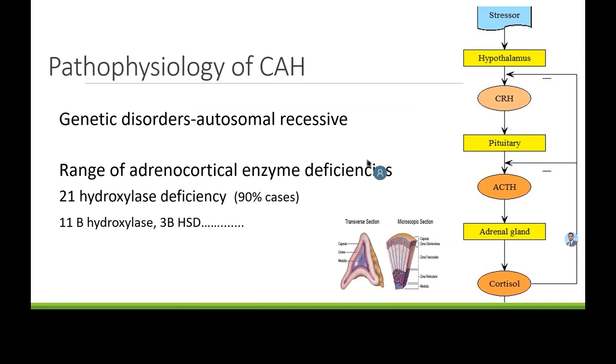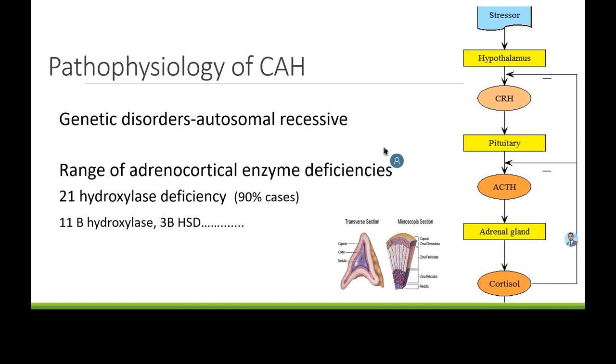So let's go back and look at the pathophysiology of congenital adrenal hyperplasia. You will all remember that this is an autosomal recessive condition. However, remember, this is not one genetic condition. There are several genetic conditions which can lead to congenital adrenal hyperplasia. There can be defects in various genes involved in the adrenocortical hormone pathway. The commonest gene to be involved is the gene encoding the 21-hydroxylase enzyme.